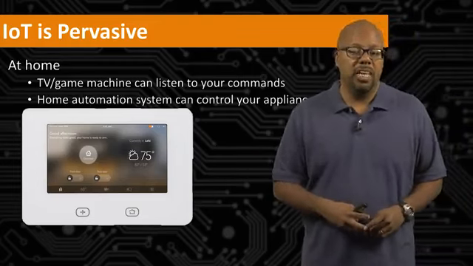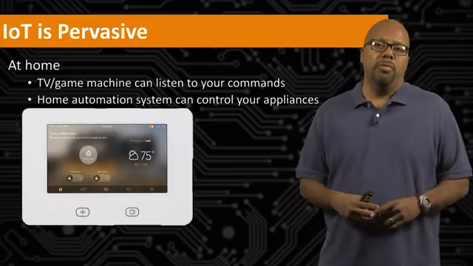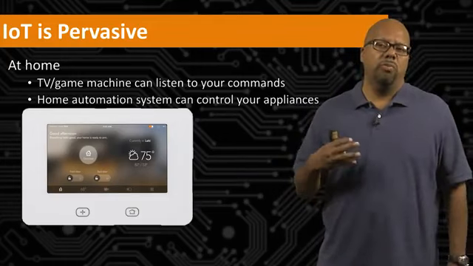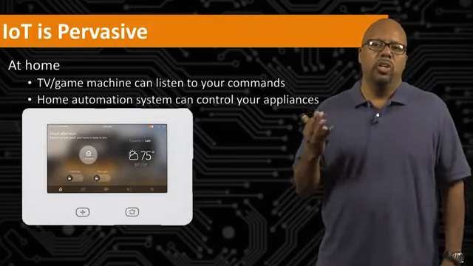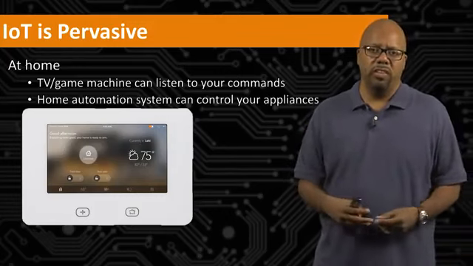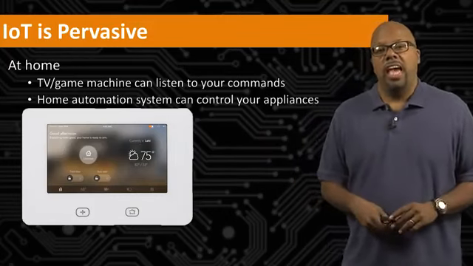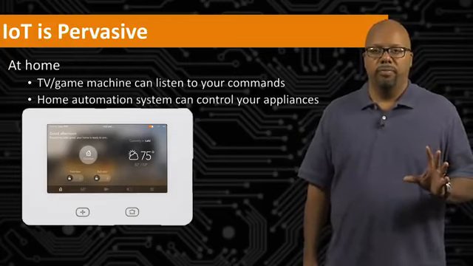Home automation systems are a common use. I do not have one, but they're connected to the network, and you've probably seen commercials on this type of thing. You can go to your cell phone and turn off your lights at home from your cell phone, things like this. So IoT devices are pervasive, and they're just everywhere.